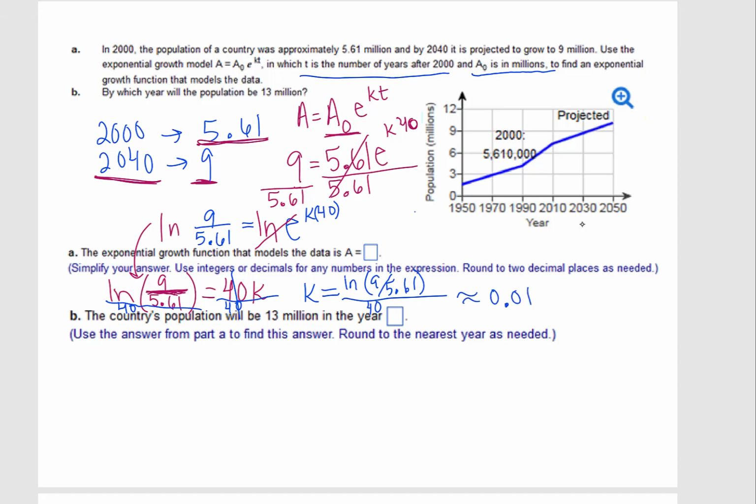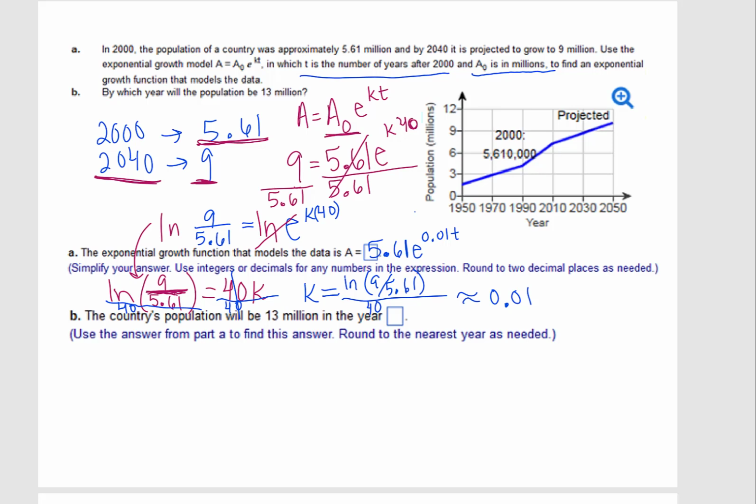Okay, but that's just K, right? They want me to write the entire function. So remember, when I write the entire function, now I can fill in K, and I'm going to leave T blank and fill in everything else. So A equals 5.61 times e up to 0.01 T.